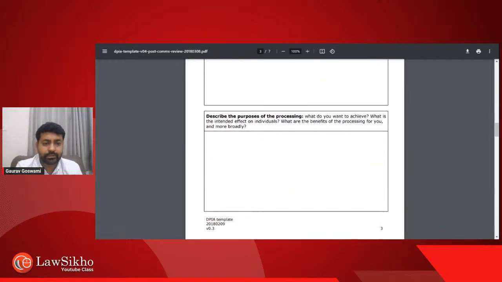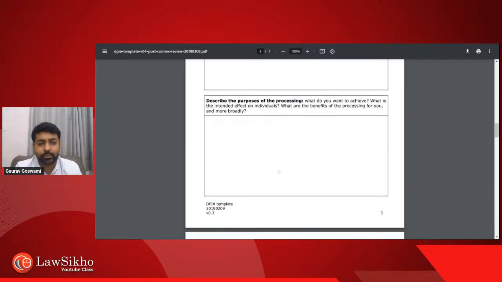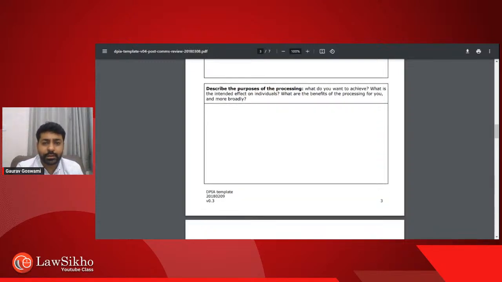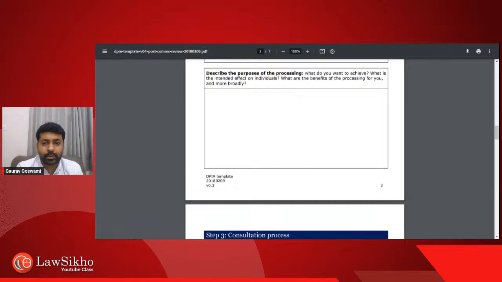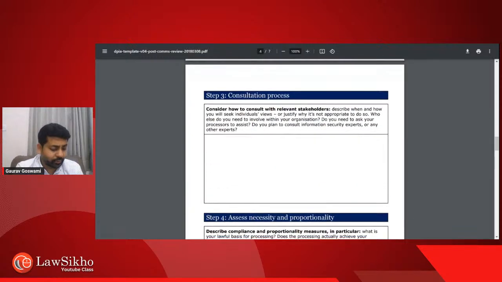Moving further, describe the purpose of the processing: why you are doing this, what you want to achieve, and what the intended effect on the individual is. All these questions have to be answered by the data controller or data fiduciary in India. Now moving further, whether you are considering consulting with the relevant stakeholders.